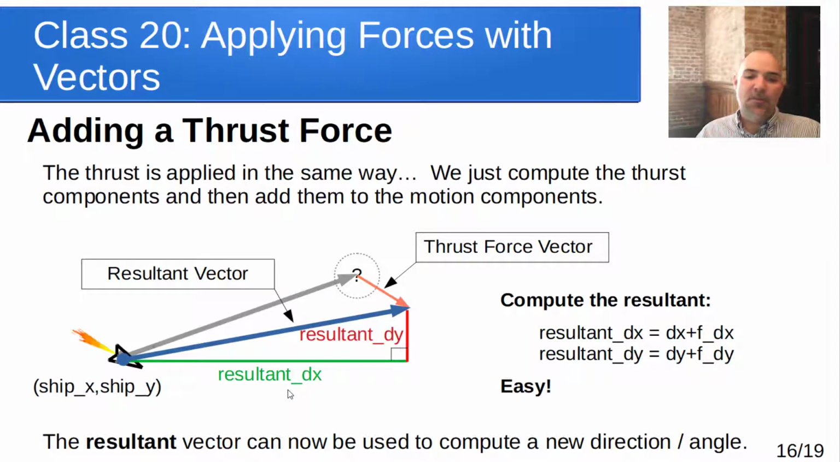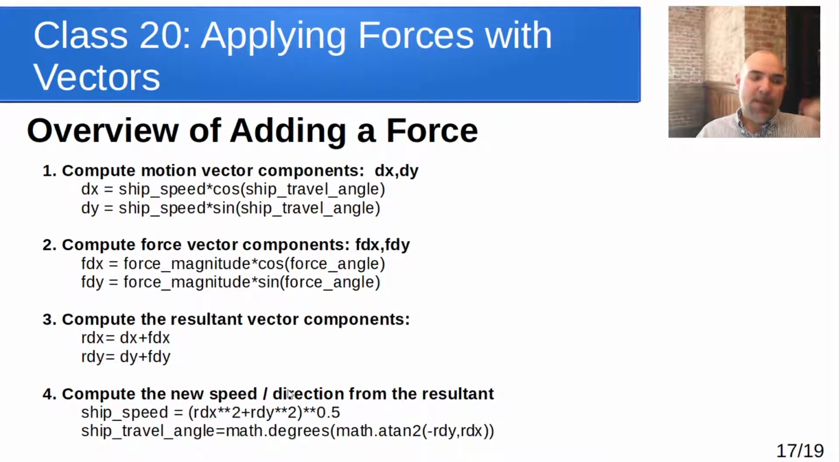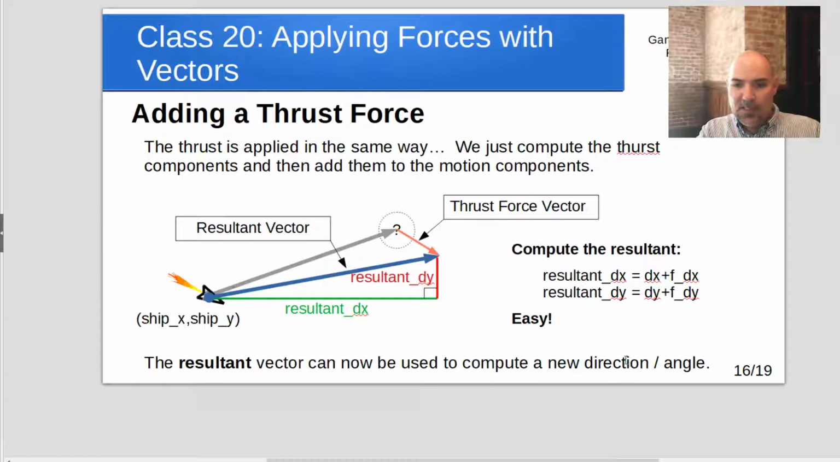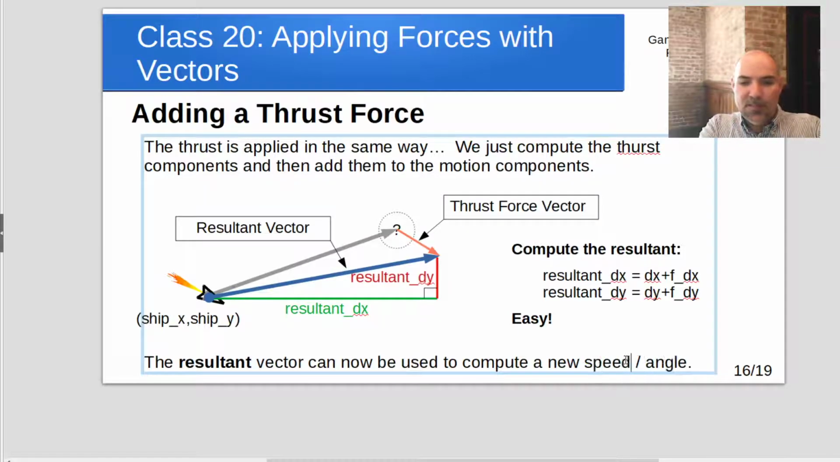Now that new resultant vector, we can then convert that back into a new direction and angle. And we know how to do that. We can get this, I should say new speed and angle. Let me fix that real quick. Direction and angle, the same thing. Speed.